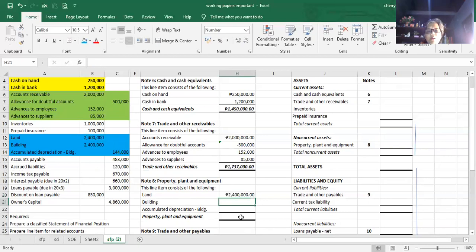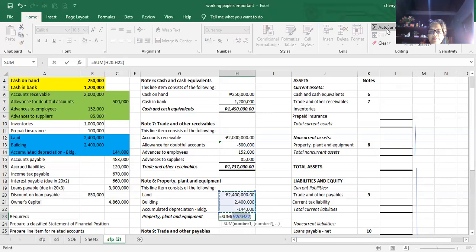2,400,000. How about building? Equals the same amount as given. And then the accumulated depreciation building is a contra asset. Therefore, we're going to deduct it from building. So equals negative, how much? 144,000. Then enter. Some more? Okay, none. So let's sum it up. Okay, enter.